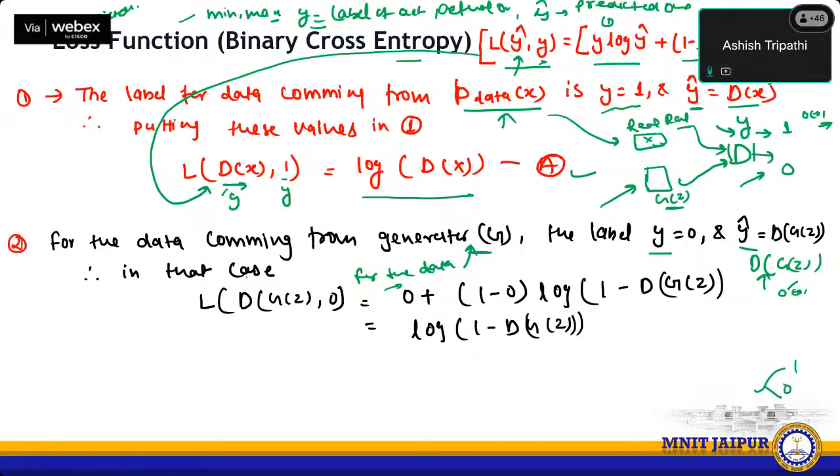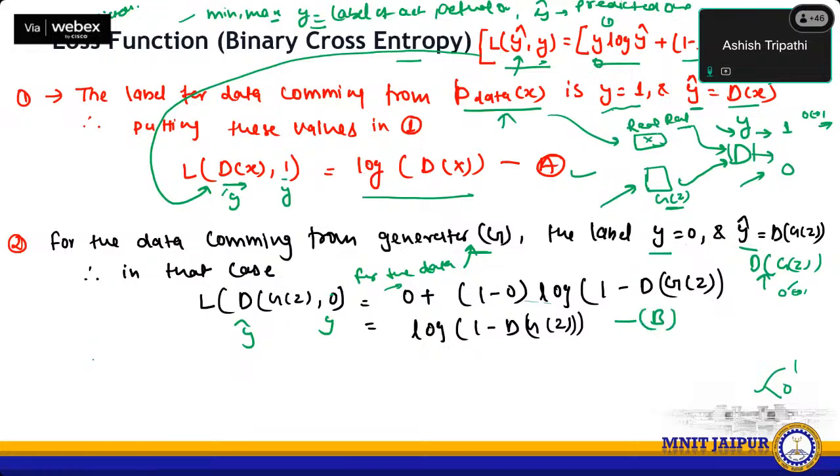Got it? So y hat will be D of z, comma, this is the actual label, that is 0, and this will be equal to 0 plus 1 minus this, because actual term y is 0. So this first term will become 0. So it will be like this. I have termed this as b.